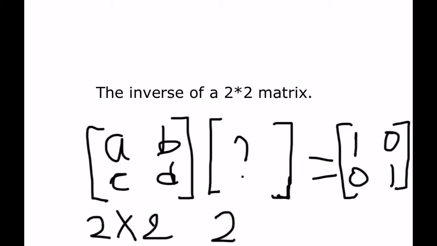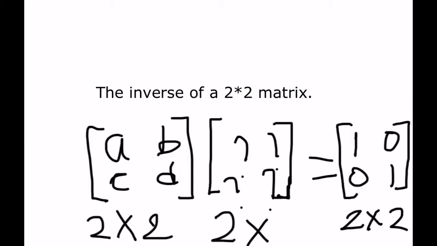There are 4 values. This should be a 2 by 2 because this identity matrix right here is 2 by 2. So here we have 2. These two must be the same for the multiplication to be defined. And here we have a 2, and here we have a 2. So this 2 corresponds to this 2, so this is 2 by 2. So there are 4 values we should find.